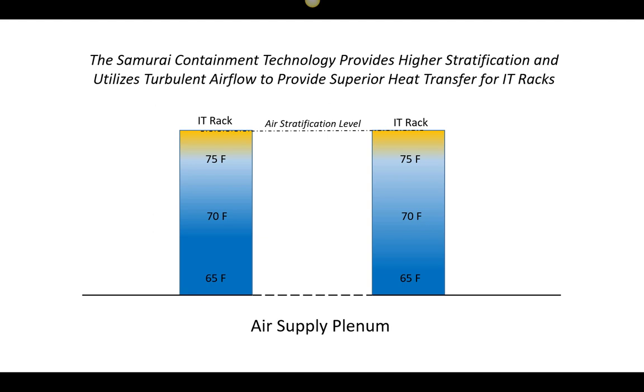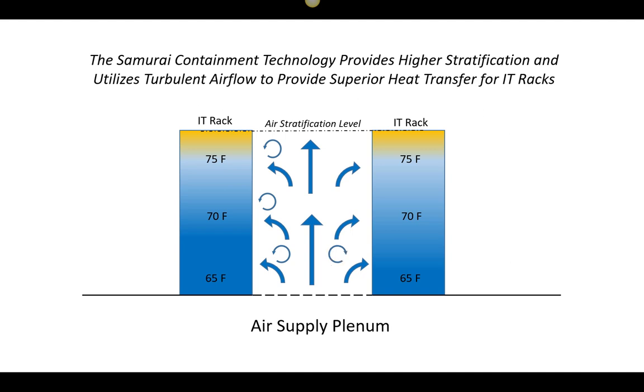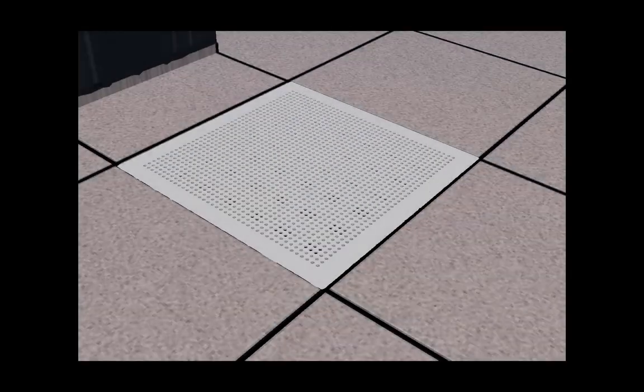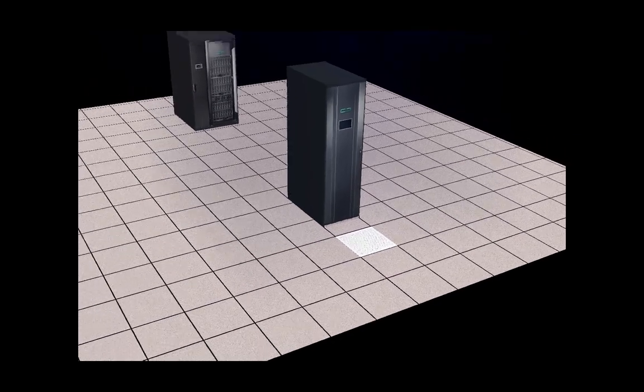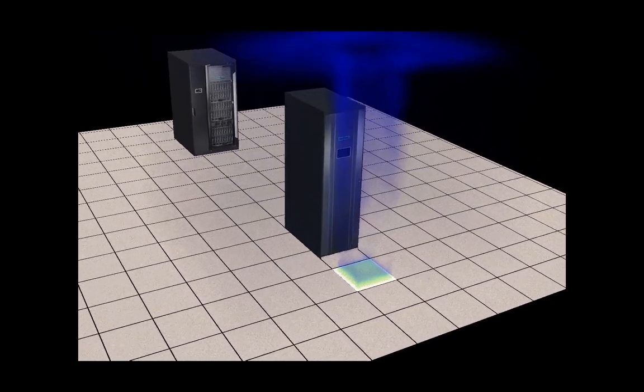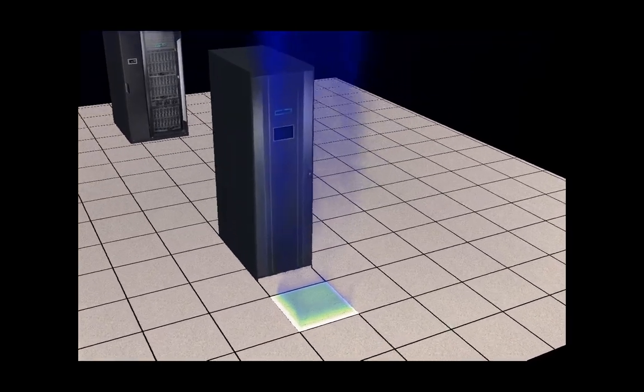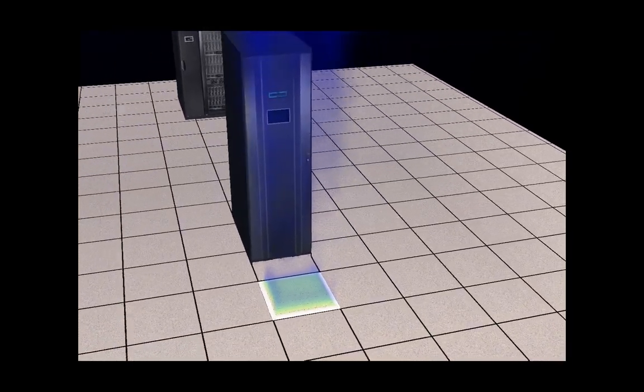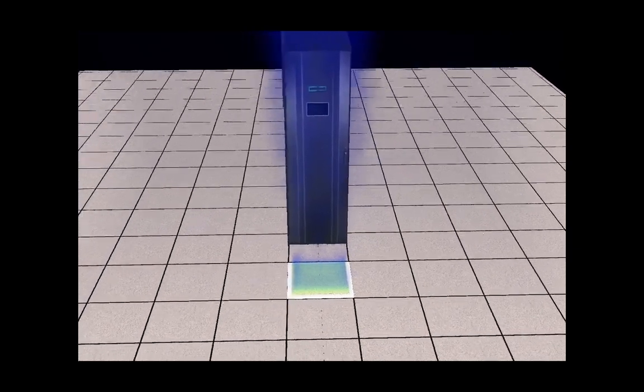The Samurai containment technology uses a patented design that creates a higher stratification of air in the cold aisle and, more importantly, creates both turbulence and airflow direction to the rack inlets, thus providing superior heat transfer both into and away from the rack. At Applied Math Modeling, we performed extensive detailed simulations using advanced CFD modeling techniques and found that the traditional perforated tile used in most data centers today performs very poorly with respect to creating turbulence and mixing in the cold aisle.